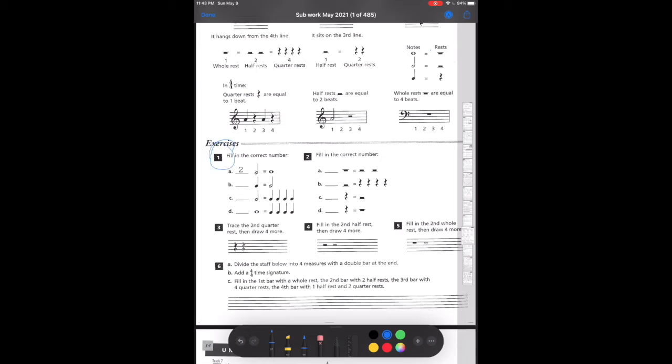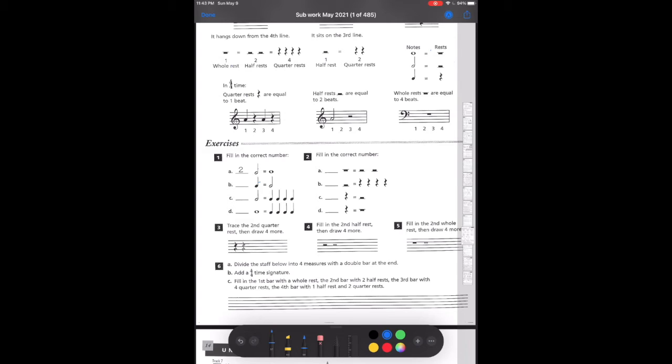Anyways, number 1, fill in the correct number. So how many of these equal this? How many of these equal this? How many of these equal that? How many of these equal that? So 2 half notes fit in a whole note. How many quarter notes fit in a half note? How many half notes fit into 4 quarter notes? How many whole notes fit into 4 quarter notes?